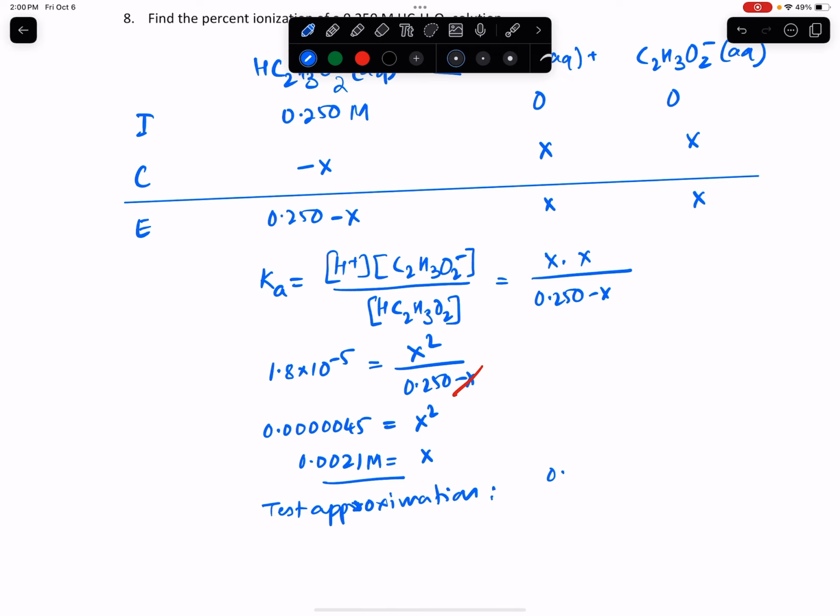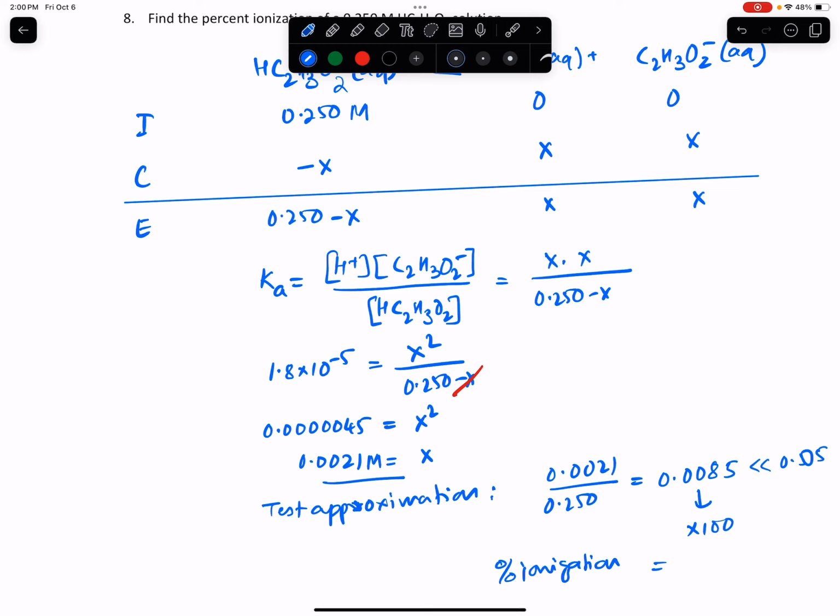That gives us 0.0021 divided by 0.250, which gives us 0.0085, which is much less than 0.05, which is what we need for our approximation. So our approximation is valid. Therefore, we just take this number and multiply it by 100 to give us the percent ionization. So percent ionization is equal to 0.85.